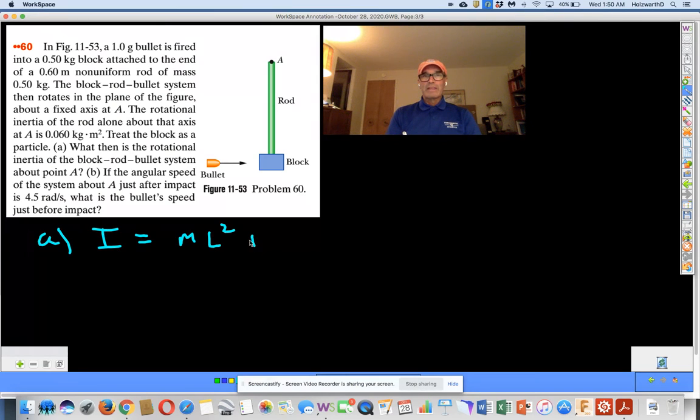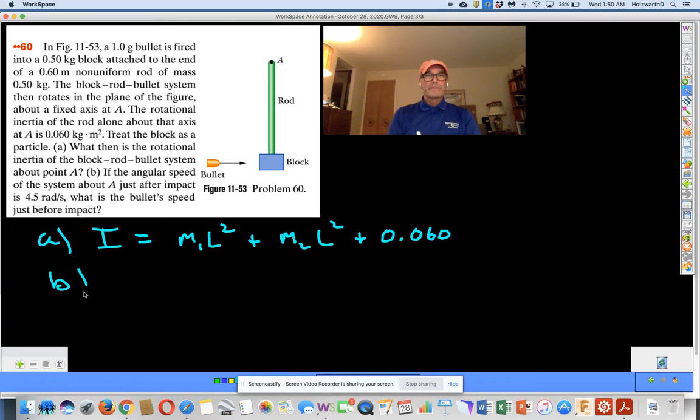Then we've got the bullet. It's another mass, a single particle. That too is ML squared. Let's call the block M1 just to differentiate between the bullet and the block. And then the bullet, let's call that M2. Okay? So you've got those two things to add up. And then you have the rotational inertia of the rod. So they just give it to you. So that's 0.060. Okay? So that's how that satisfies part A.